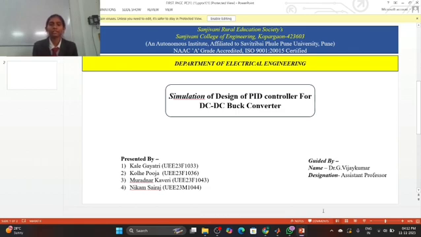Before going to the simulation, let's understand the basic working principle of a DC to DC converter. It is an electronic circuit that converts one level of DC voltage into another level, either step down or step up. Here we have used a buck converter, which steps down a higher DC input voltage to a lower DC output voltage. A digital controller continuously measures the output voltage, compares it with a reference value and adjusts the switching of the converter to keep the output voltage constant. Next, my friend Kolhi Puja will explain the simulation in MATLAB.